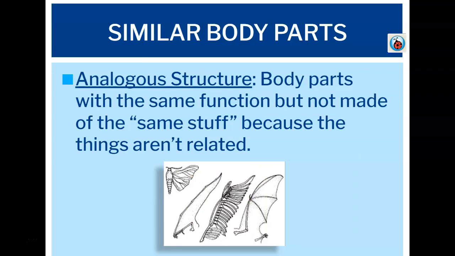Whereas analogous structures, this is the flip side. These are body parts with the same function, maybe like flight, but they're not made of the same stuff on the inside because they're not very closely related. So for example, if you take the wing of an insect, which is an invertebrate, and the wing of a bat, which is a vertebrate, a mammal, the shape of the wing is very similar, the function is very similar, but the insides are very, very different, indicating that they're not very closely related.